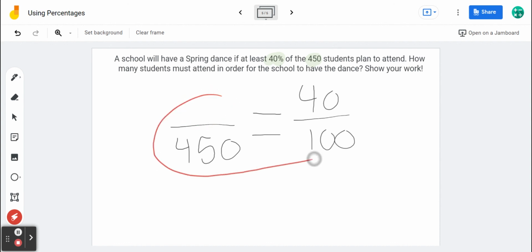And then this is the problem I will check tomorrow. I will see how you did with it. Did you attempt it? If you struggle, that's okay. This is the first day you're learning this of using percent. Not everyone gets it on the first day.